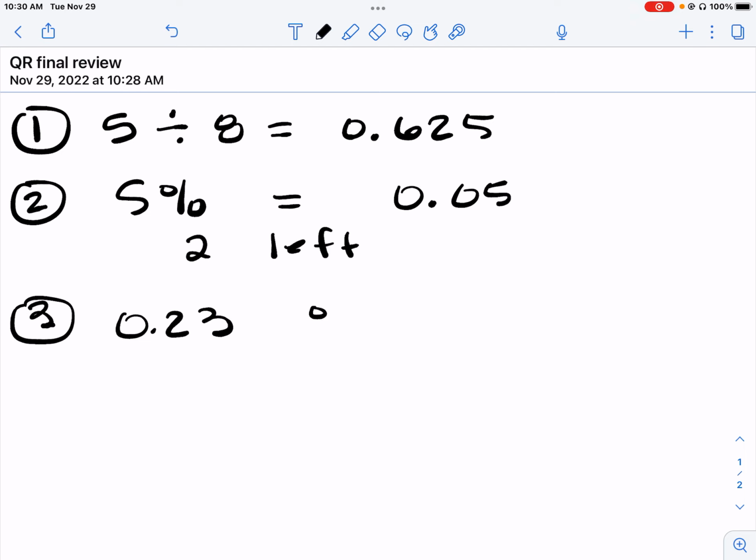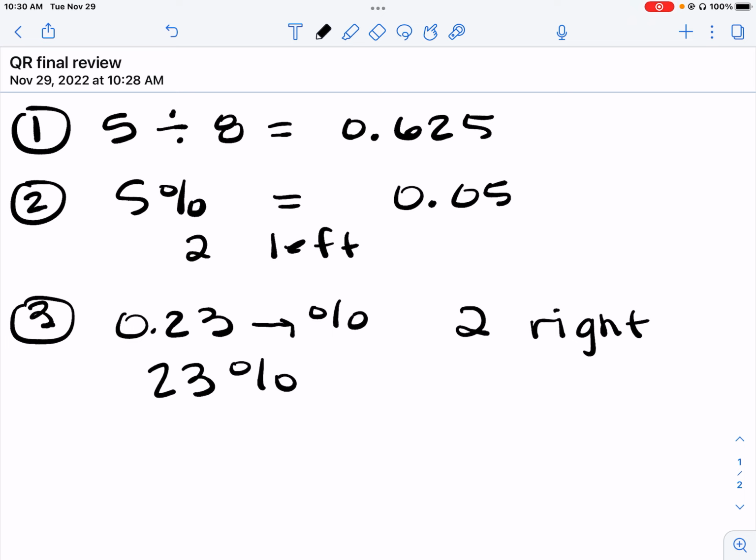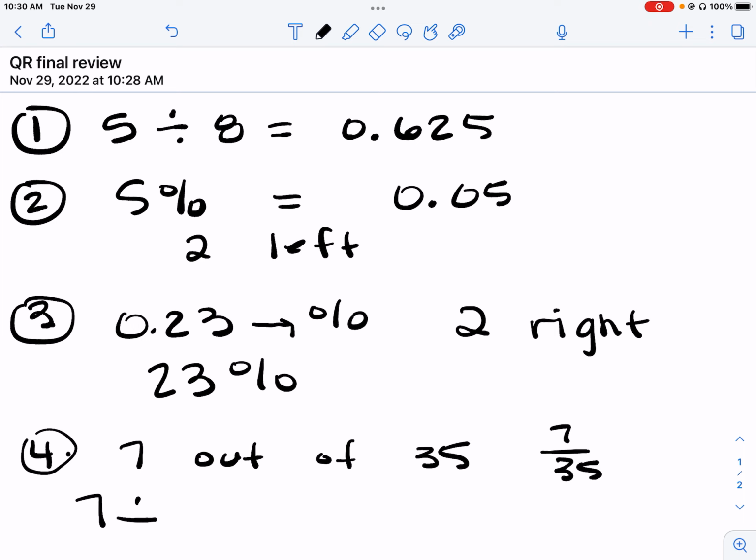0.23 as a percent. You move it to the right. Okay, change this to a percent, so that would be 23%. Number 4, if somebody got 7 out of 35, that's 7 over 35, which is 7 divided by 35, is 0.20. Change to a percent, move it 2 to the right.